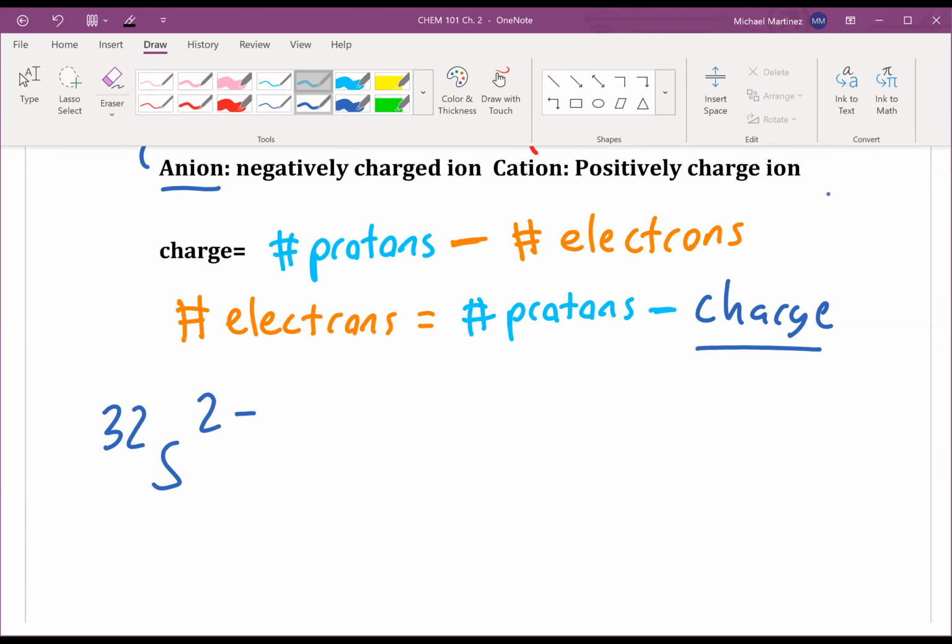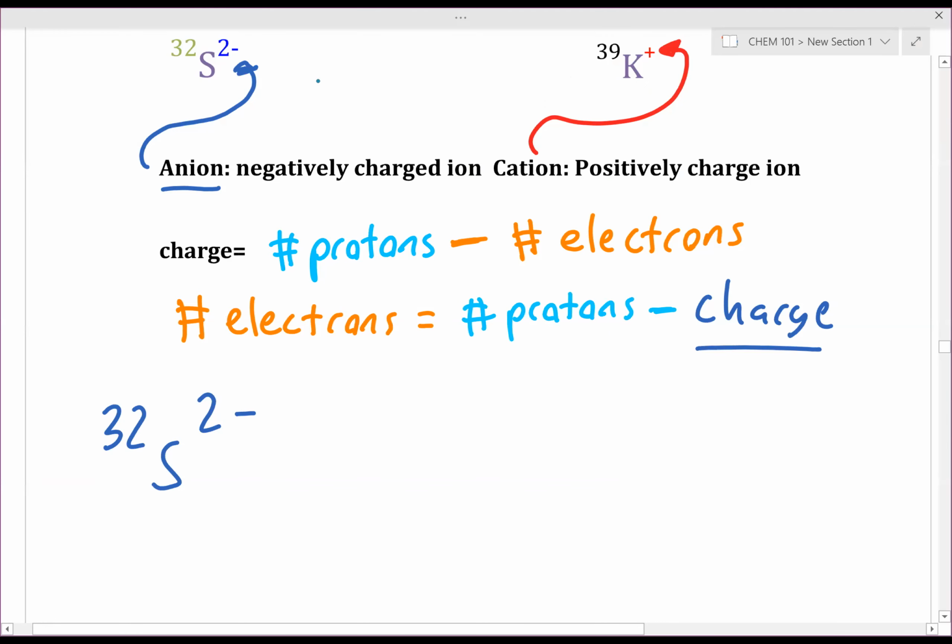I know it may seem silly for me to flip to the periodic table every single time, but on an exam, you want to make sure this kind of process is almost muscle memory. So we have an atomic number of 16. Our number of protons is equal to 16.